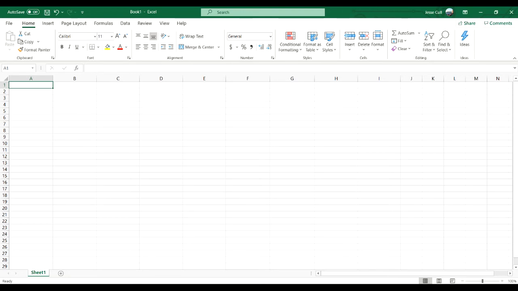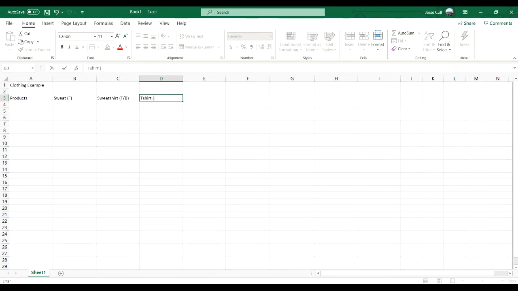Okay, and we're going to make this the clothing example. The title's not really important, it's just for simplicity's sake. First thing we list, as always, is products. And as I mentioned, we don't have 2 products this time, we have 4. So the first is sweatshirt with the logo on the front. The second, sweatshirt with the logo on the front and back. Third is t-shirt, the logo on the front. And the fourth is t-shirt, logo on the front and back.